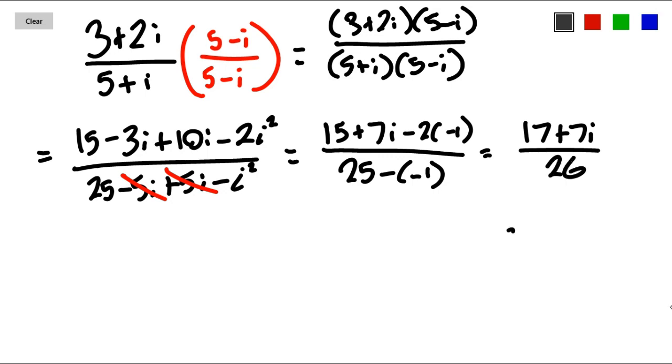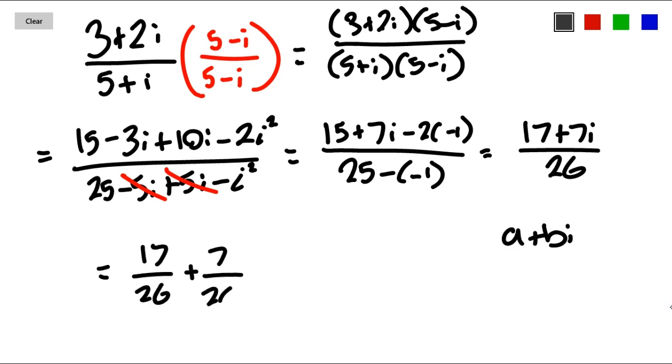And to get this into standard form, I can split up this fraction here. So what I end up with is 17 over 26 plus 7i over 26.